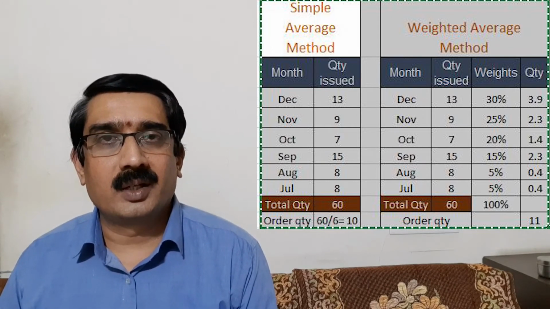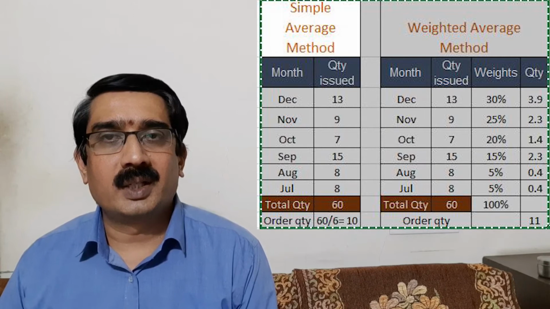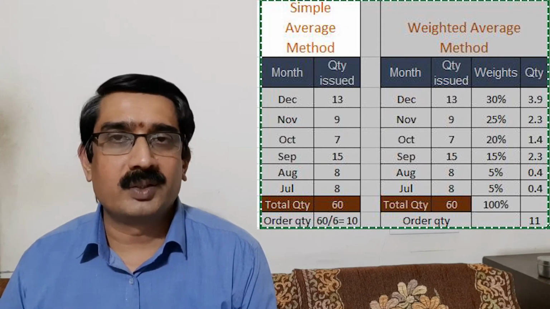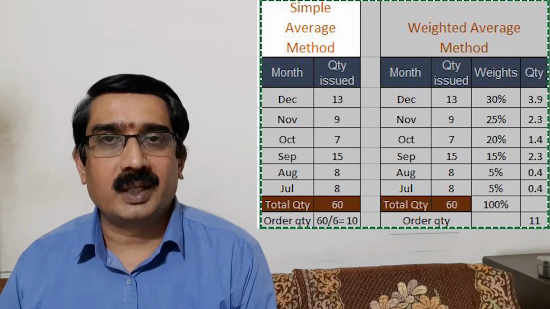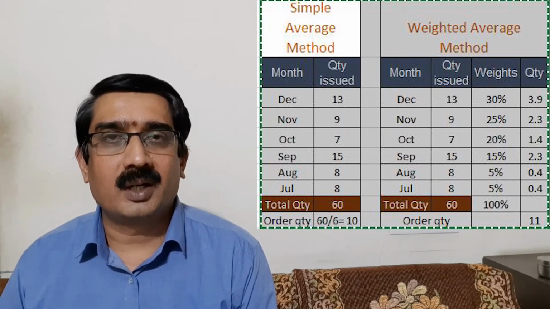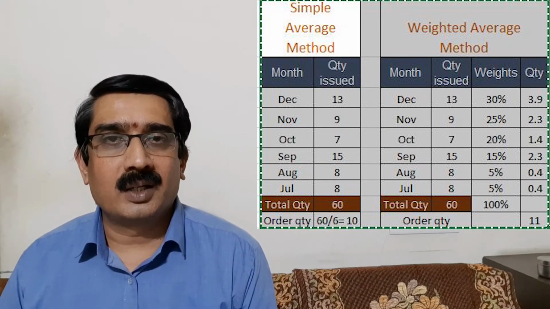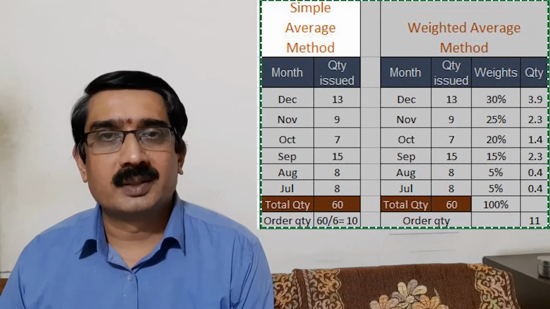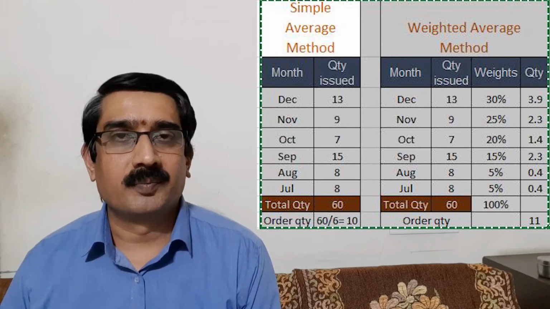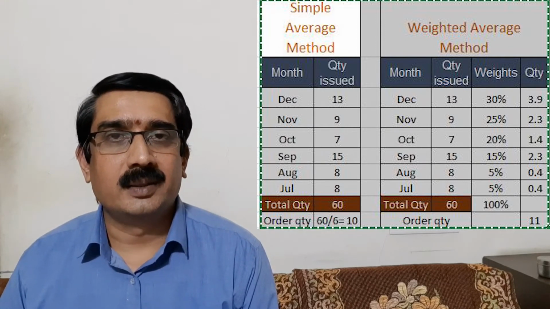Again, I am considering the example of an oil filter. So when you look at this table, we can see that in the month of December, 13 quantity of oil filter is invoiced. In the month of November, it is 9. In the month of September, 7. August, it is 15. June and July, it is 8 each. When we calculate the total number of filters sold in the last 6 months, it is 60.